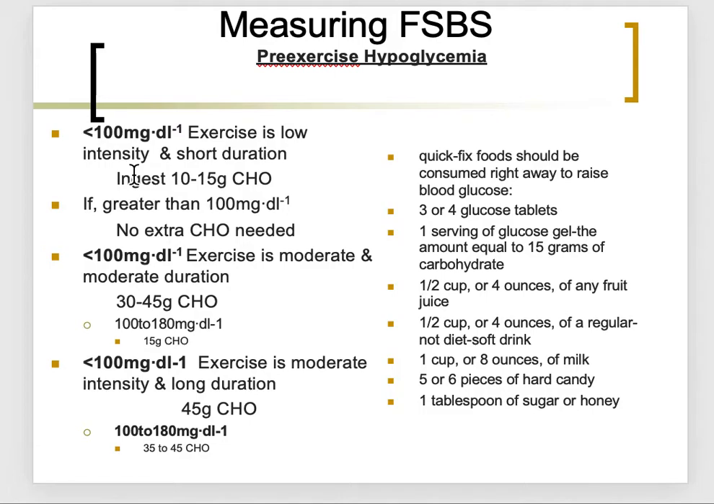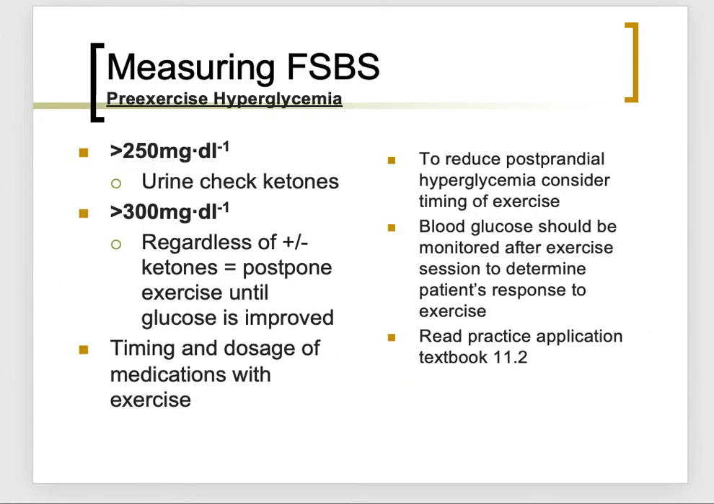So it could be cheese and crackers, it could be some peanut butter. These are all things that are going to be that complex carbohydrate that's going to be ideal. Fruit, fruit with some carbs. If you're looking for quick acting, because it's really low and you need to get it up, then that could be fruit juice or a piece of hard candy, a tablespoon of sugar or honey.